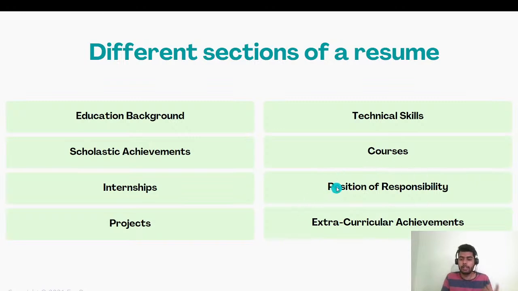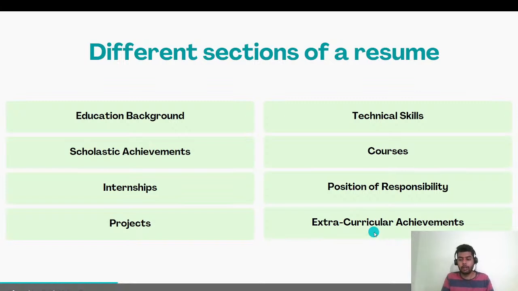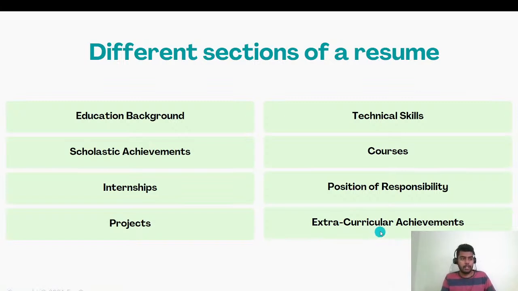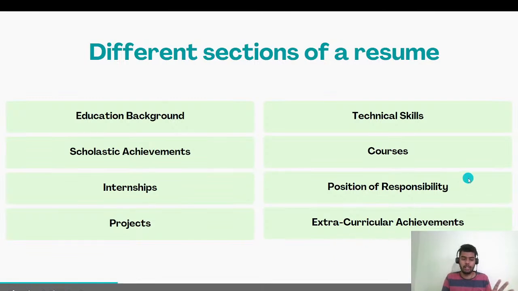Then POR, position of responsibility. Typically in colleges, students used to have some POR, and if you are switching from a job and you had some POR in your college, that can also be written in the resume. And the last important thing is extracurricular activities. Extracurricular activities are apart from your academics and your project. Let's say you are doing some NGO work, or you have good participation in dance, sports, or writing. That comes under extracurricular achievements.